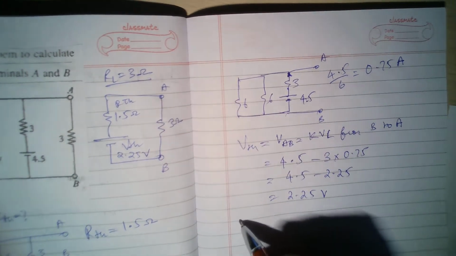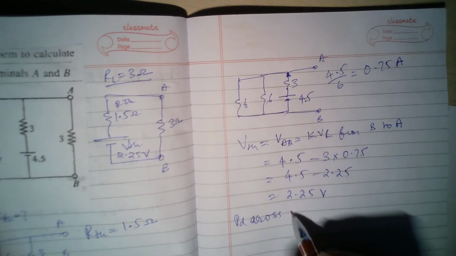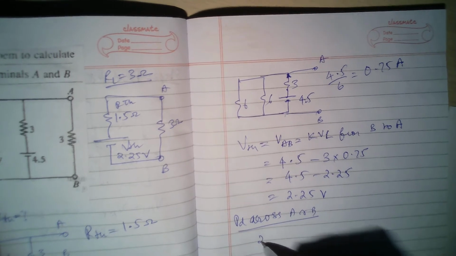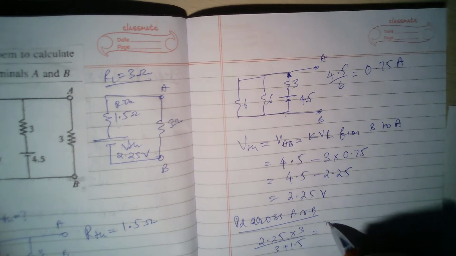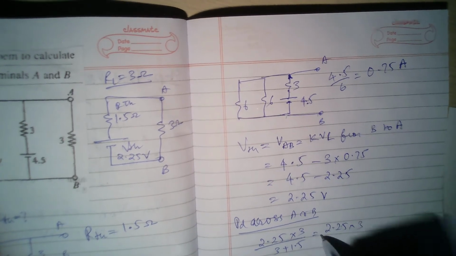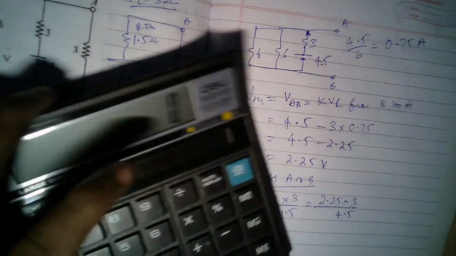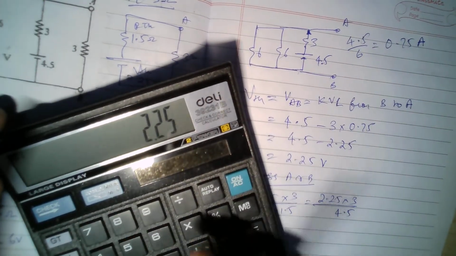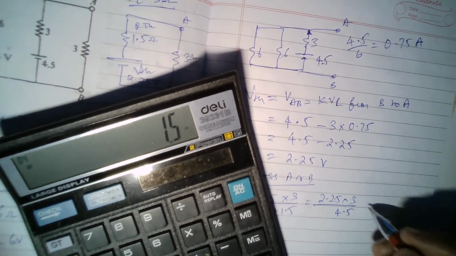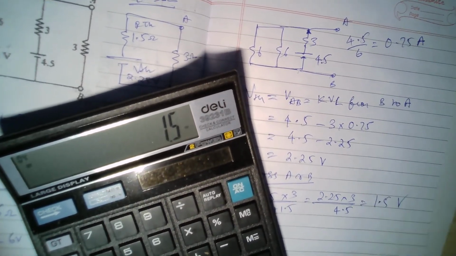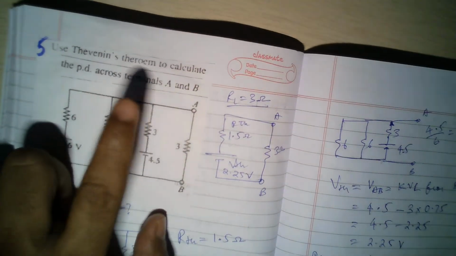After introducing the load resistance, the PD across A and B will be 2.25 multiplied by 3 divided by 3 plus 1.5, or 2.25 multiplied by 3 divided by 4.5. So what is that? 2.25 into 3 divided by 4.5. Okay, so it is 1.5 volts. So this is the actual final answer for this circuit.